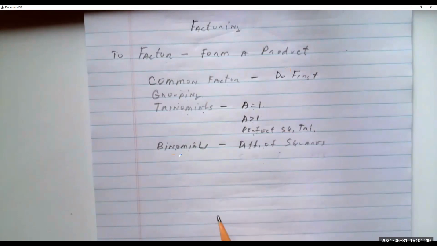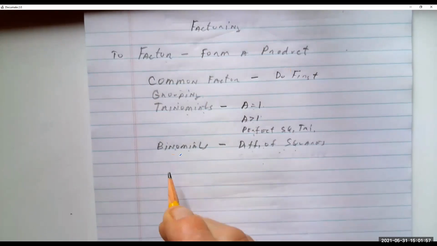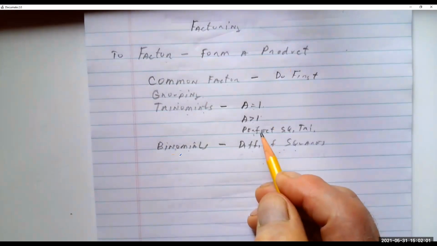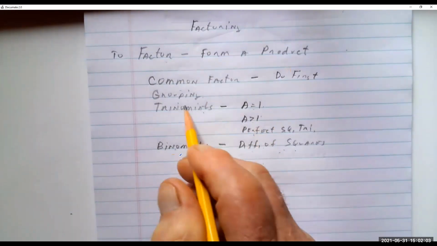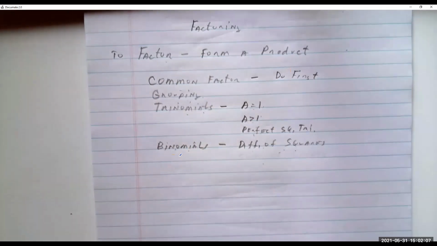And then we ask how many terms there are. If there are 2 terms, we see if we have the difference of squares. When we have 3 terms, we look at the possibilities for trinomials. And if there are more than 3 terms, we consider grouping. So now we're going to look at the various types one at a time.